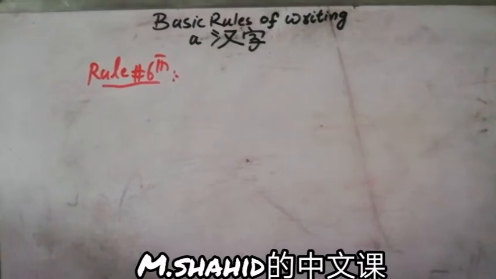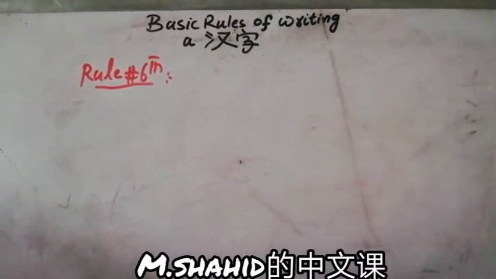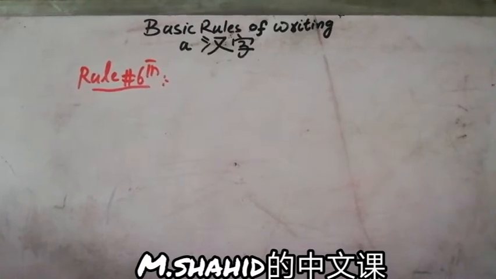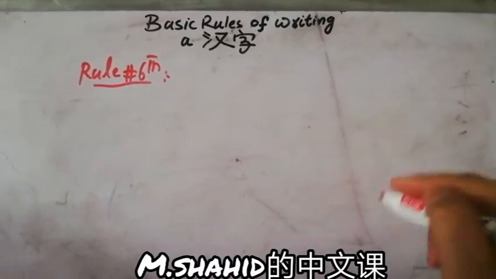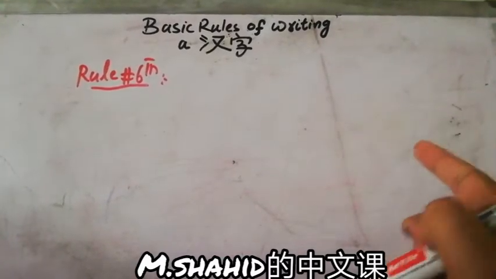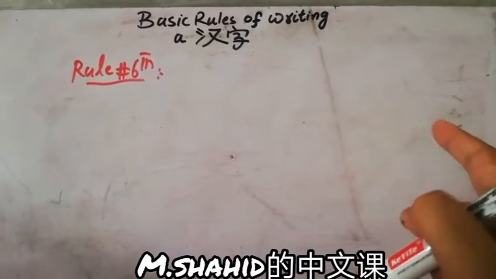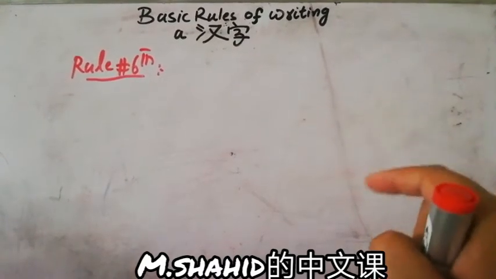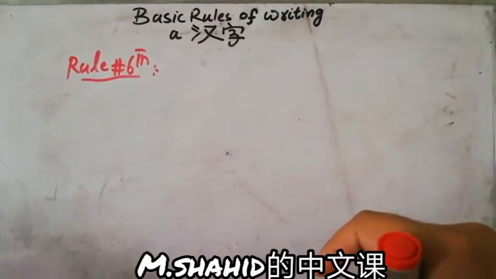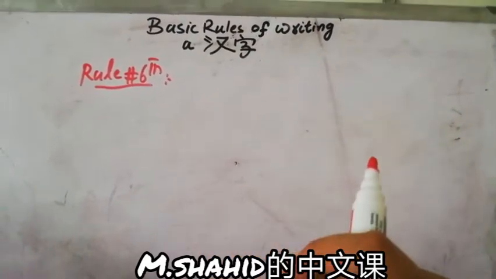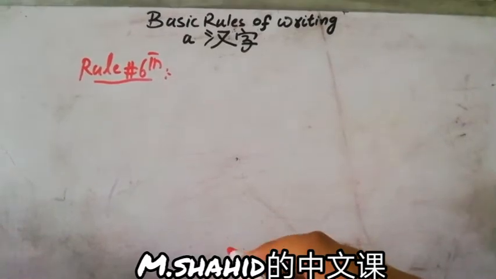Rule number six. So what does rule number six tell us? Rule number six is the same as we discussed in rule number four or five, in which we discussed that we should write the outer portion of the character first and then we should write the inside portion of the character. We will just add a little more with that and it will make our rule number six.